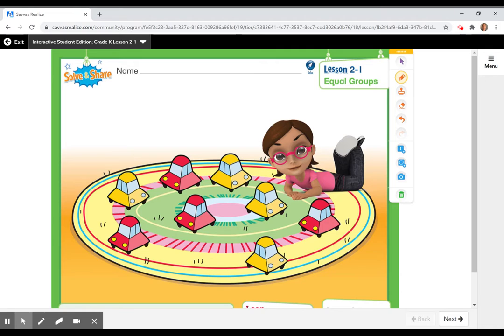So, just like at school, what's the first thing we do when we get our math papers? If you said write your name, you are right. So, let's write our names. It might be kind of hard to do on our iPads, so just do the best you can. All right.